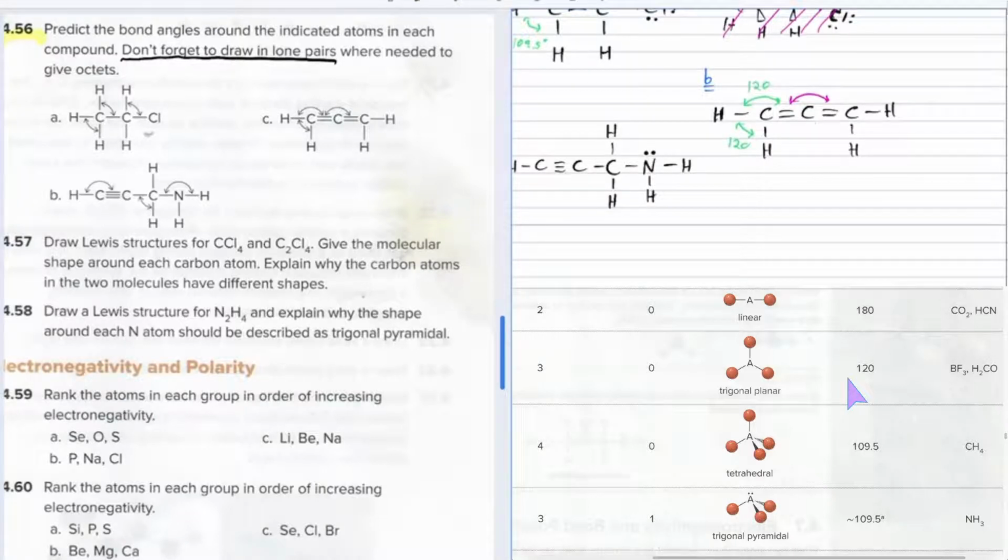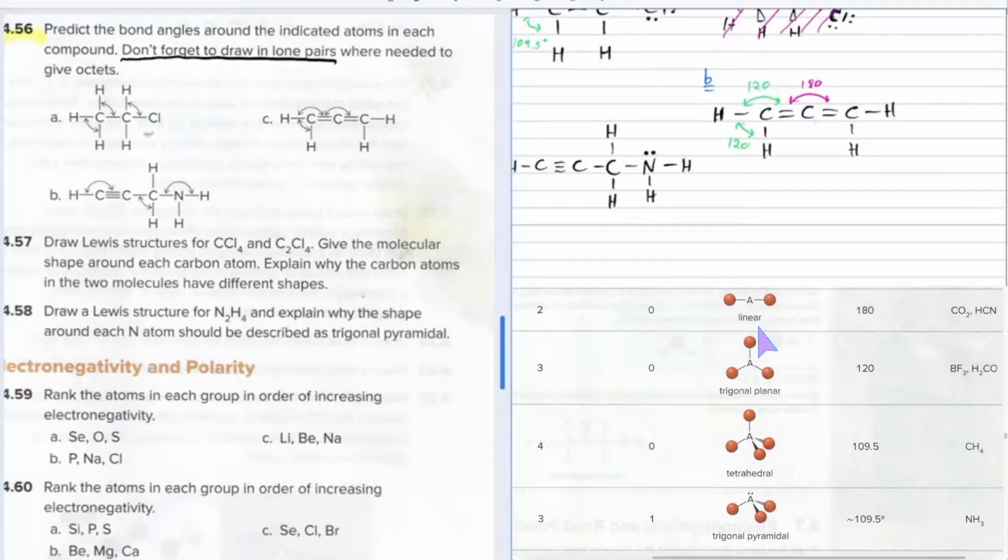And then what about this carbon? Okay, I see 2 atoms that it's connected to, 0 lone pairs. 2, 0, that's linear. Okay, so this is 180 degrees. And this one is kind of like that one. You got 3 atoms, 0 lone pairs. So that's another trigonal planar.